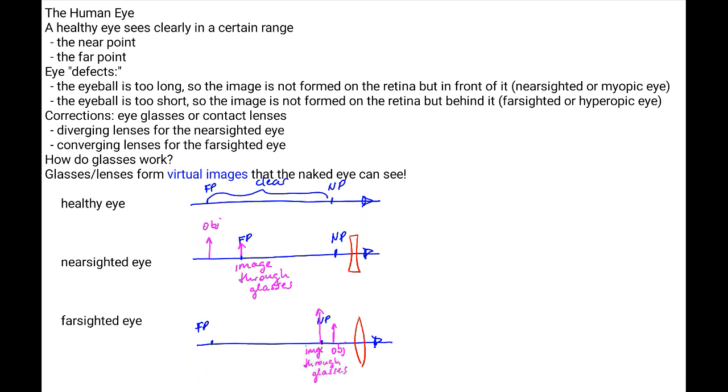So let's do that one more time. We have an object that the naked eye cannot see. We place converging lenses in front of the eye with a certain power so that the object passing through this lens will form an image where the naked eye can see it. And then the naked eye will have to only focus at this place where the image is clear for it.